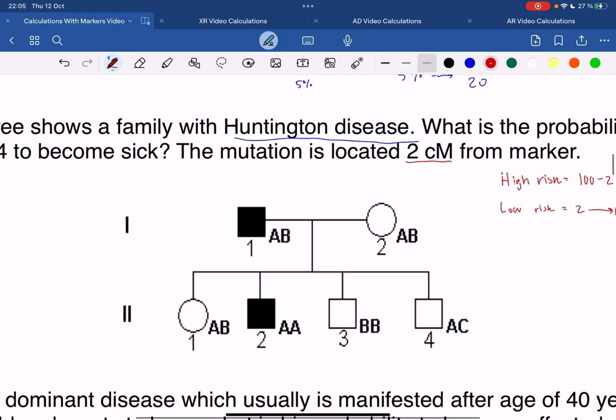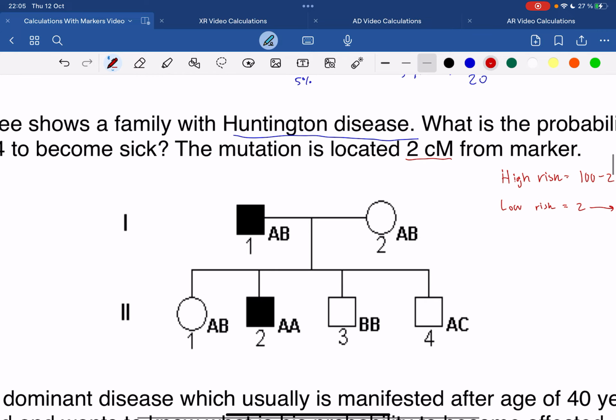If we look at here, we have to also know the common marker for affected. We can see here that the common marker is probably A, because even though this person has both an A and a B, this person has 2 A's, so one of those A's has to be the marker for the sick allele. So the common marker would be A.